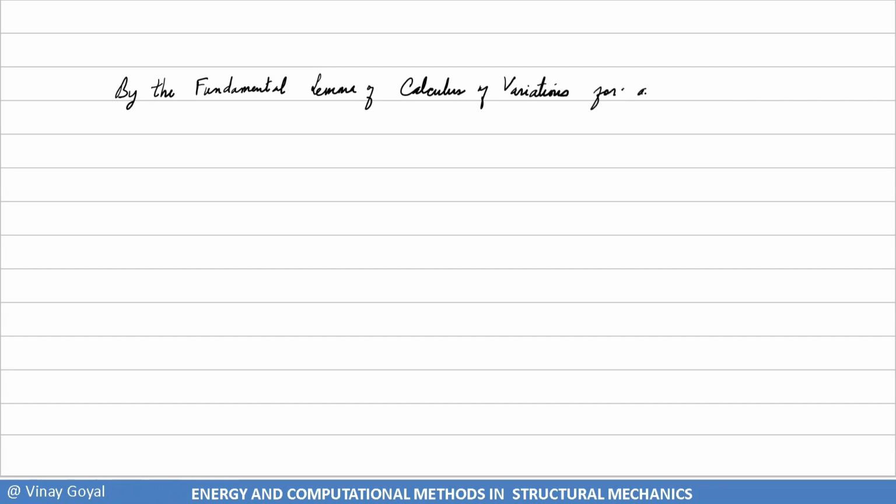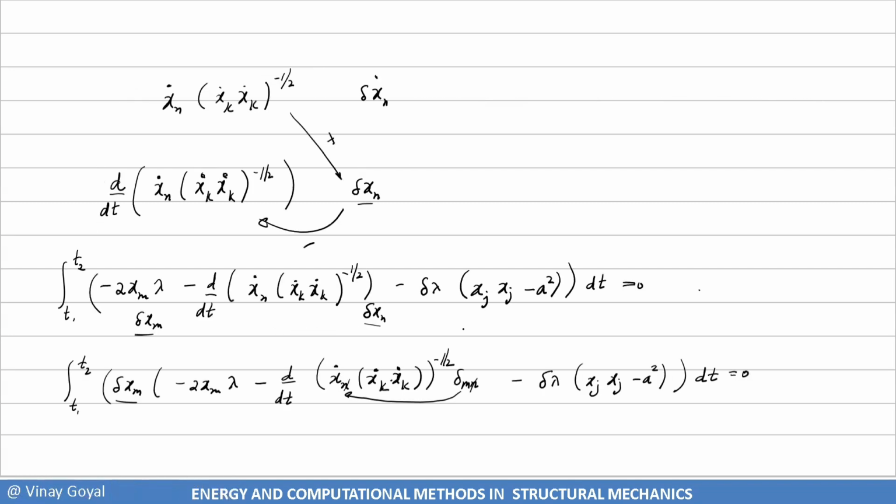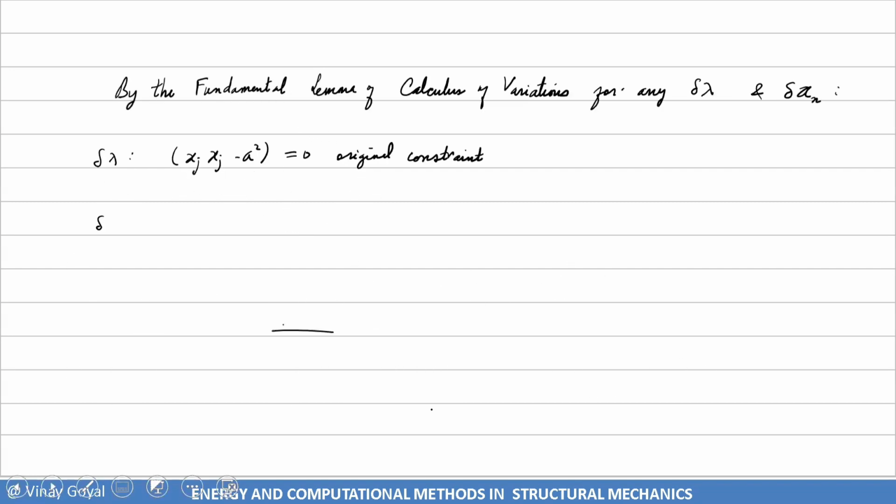for any del lambda and any del x. Then for del lambda, I get the original constraint, and then for del x, you can see here del xm. So that's 3 equations, by the way, del xm.